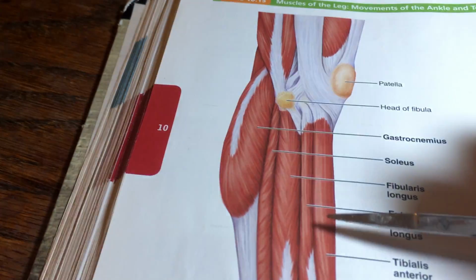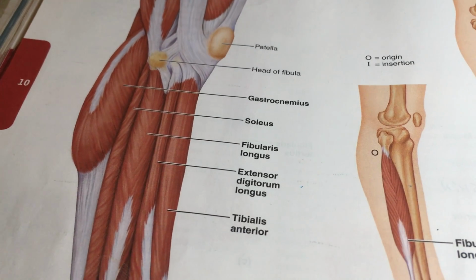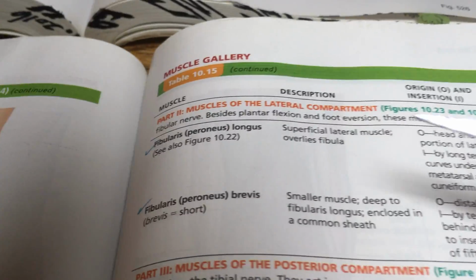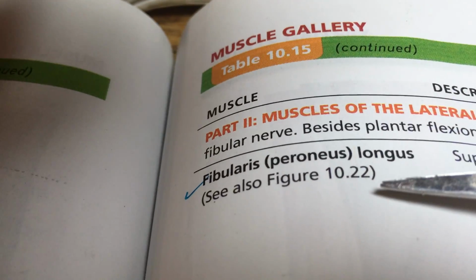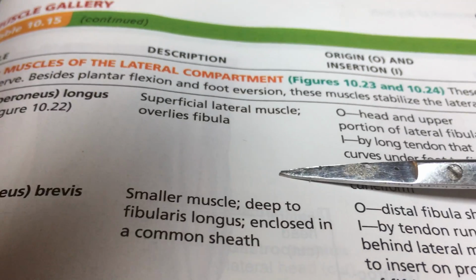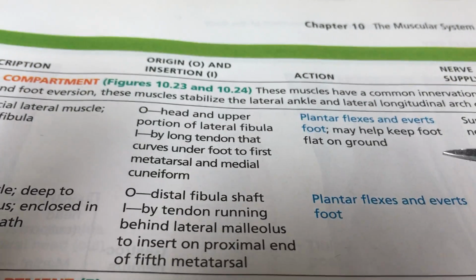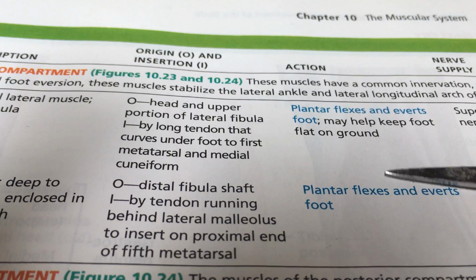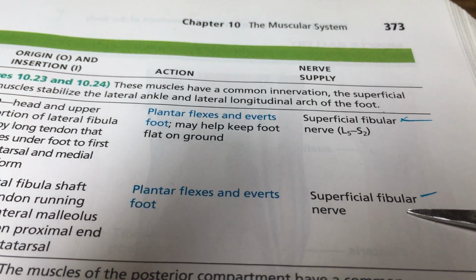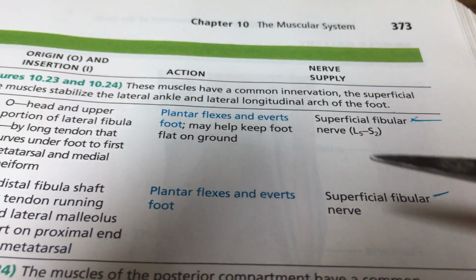Alrighty, then we're going to move on to the lateral compartment. Remember, the lateral compartment is innervated by the superficial fibular nerve. Over here we have, let's take a look at it, fibularis longus and fibularis brevis. Just two muscles in this compartment, only two, and basically both innervated by the superficial fibular nerve right here.